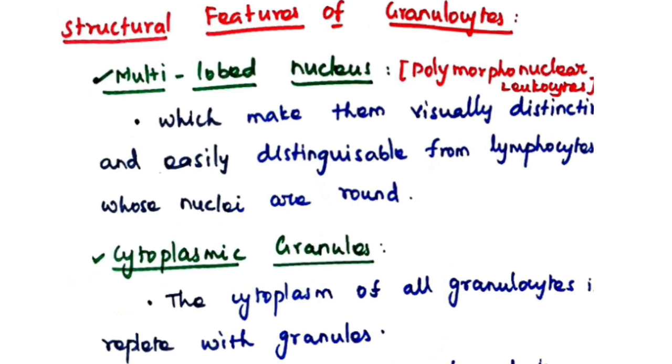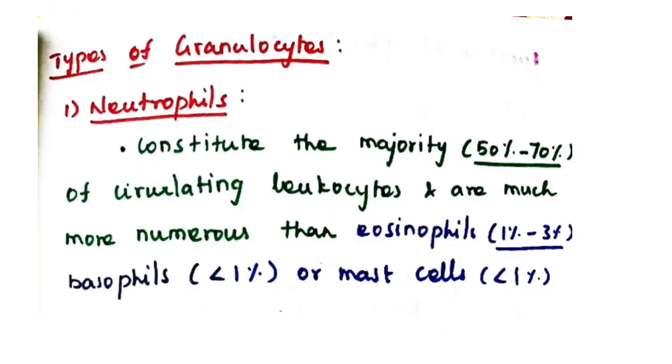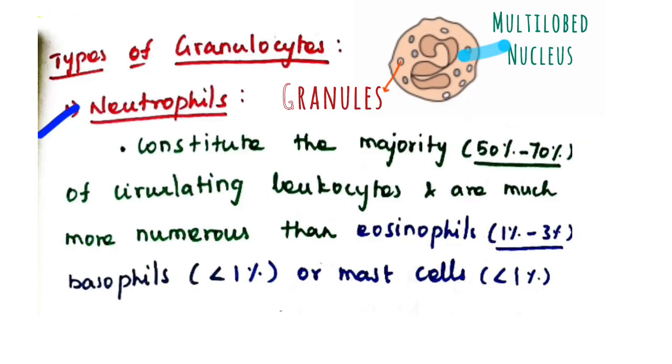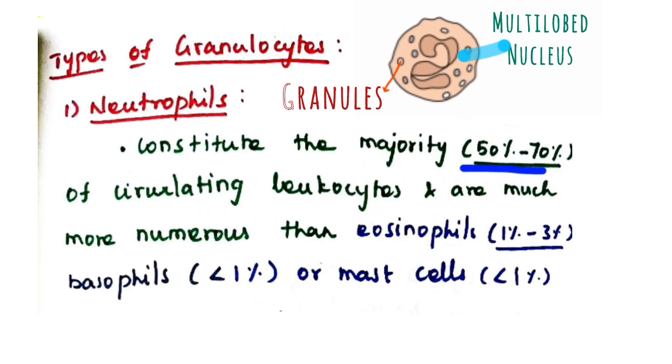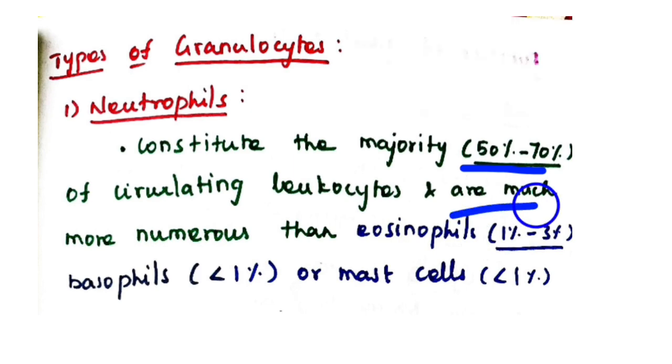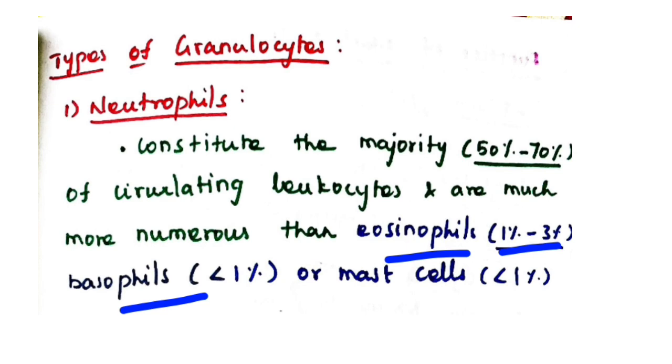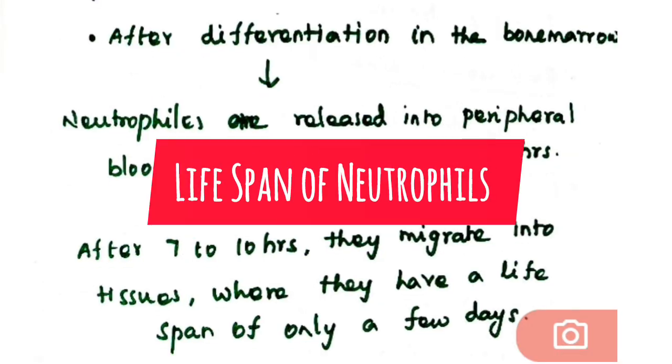Next, let's see in detail about each type of granulocyte. The first type is neutrophils. Neutrophils constitute the majority of circulating leukocytes: 50% to 70% of your leukocytes are neutrophils. These are much more numerous than eosinophils, basophils and mast cells. Eosinophils are 1% to 3%, basophils are less than 1%, and mast cells are also less than 1%. So neutrophils are more in number, 50% to 70%. Next, let's see the lifespan of neutrophils.